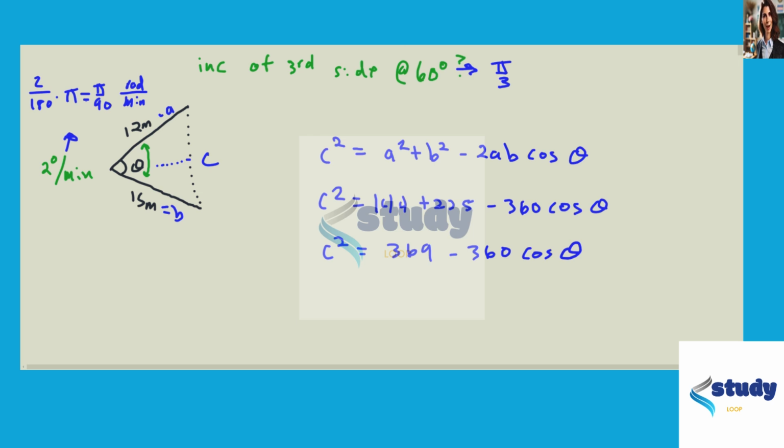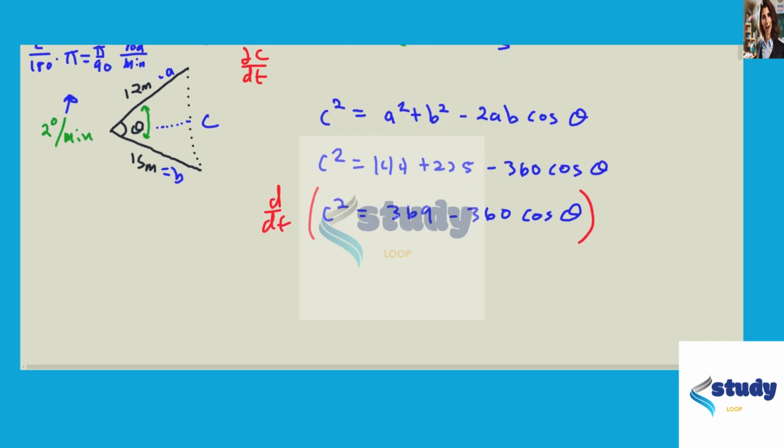Now, they want us to find how fast the third side is increasing at this angle. Since we're trying to figure out how fast this is increasing, this is going to be dc by dt, so we want to find the derivative of c with respect to time. And this here is telling us how theta is changing with respect to time, so we have d theta by dt. At this point, we can take the derivative and implicitly differentiate each side.